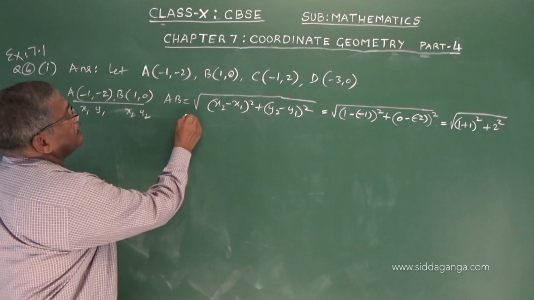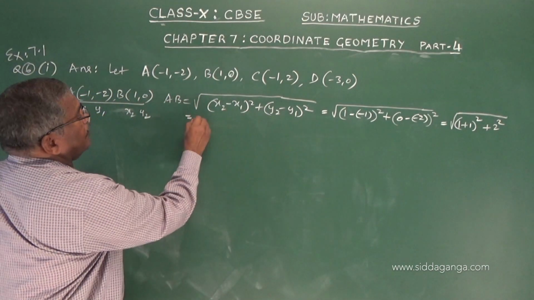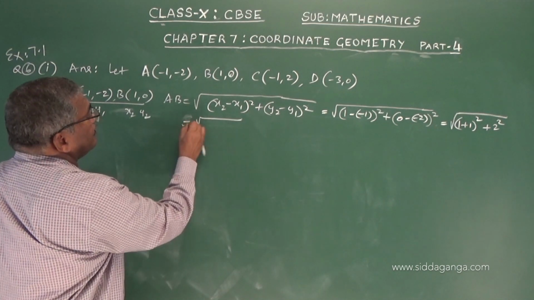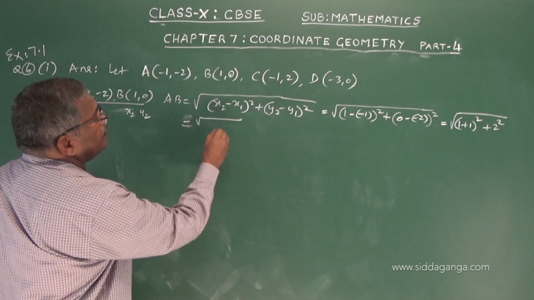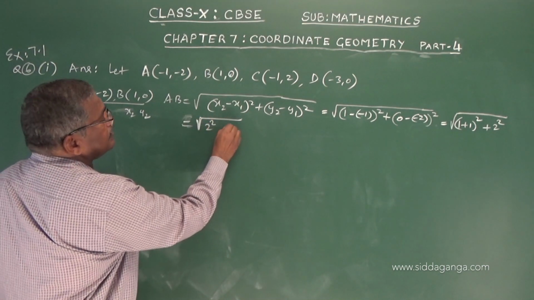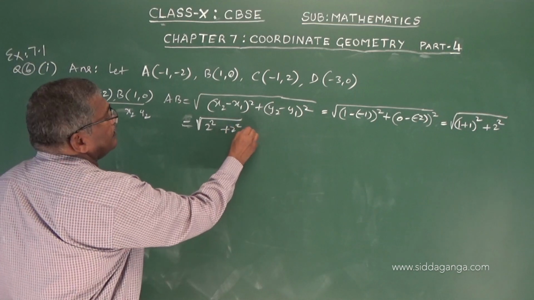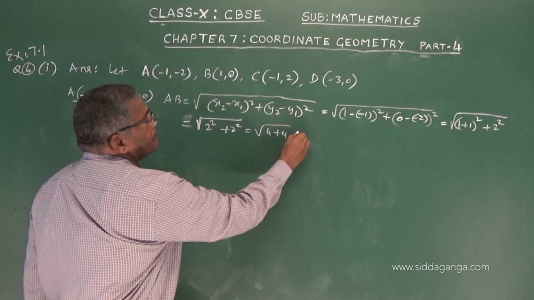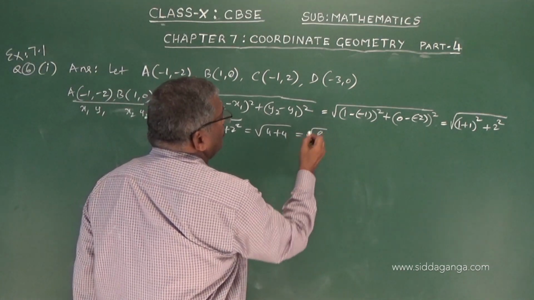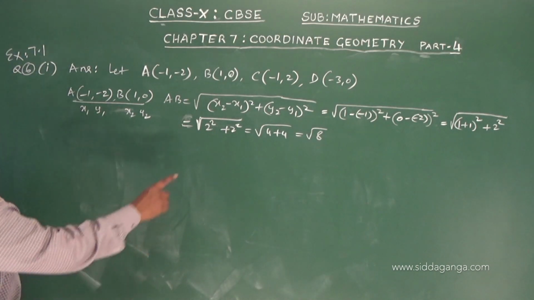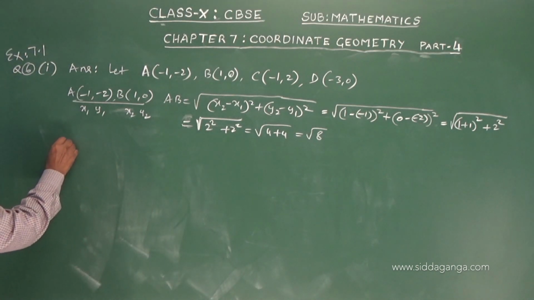So this equals square root of 1 plus 1 is 2 square plus 2 square. This is equal to square root of 4 plus 4 equals root 8. Now I will take up the next side, BC.